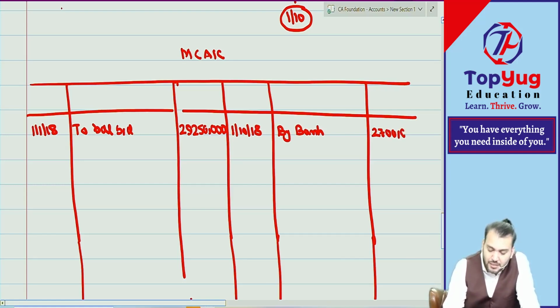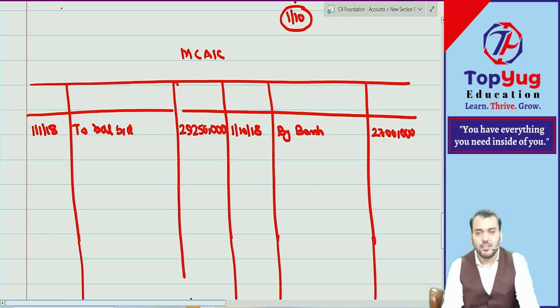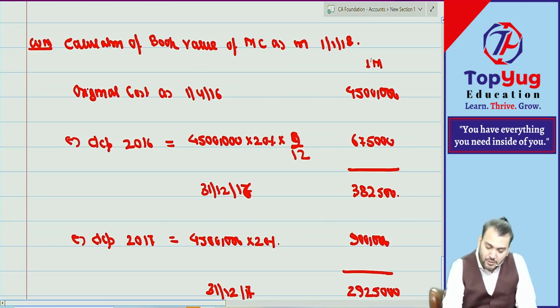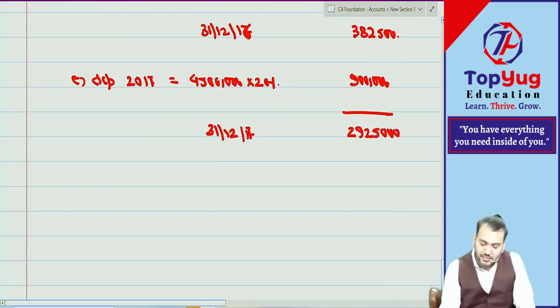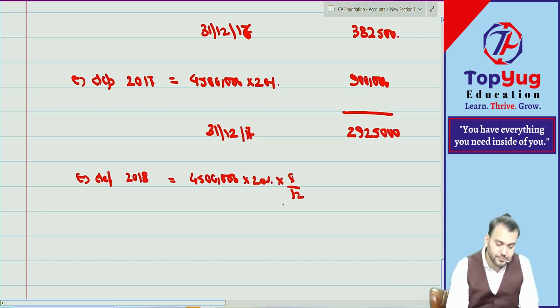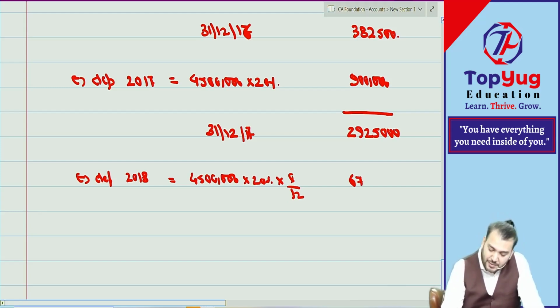27 lakh. Can you see on this one motor car we will charge depreciation for how many months? 9 months depreciation charge. So can you see we have calculated for one only. This is one motor car. We need to charge depreciation for which year? 2018, for how many months? 9 months. So we'll do 45 lakh into 20% into 9 by 12. How much? Becomes 6,75,000.